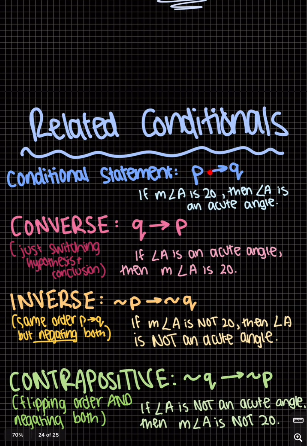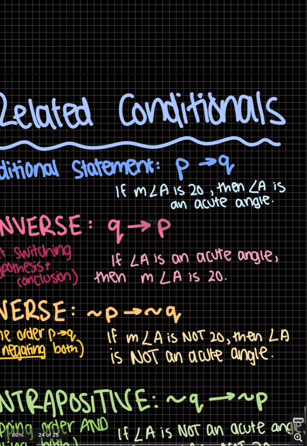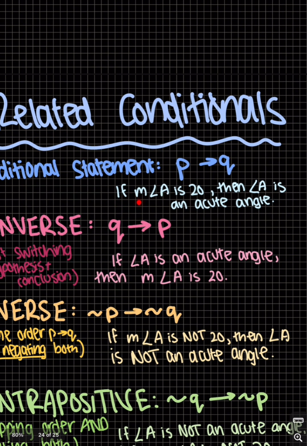If P, then Q. An example of this can be: if the measure of angle A is 20, then angle A is an acute angle. This is a correct statement, and it is in the formula of if P, the hypothesis, then the conclusion. Correct? And I'm actually going to want to label these. So this is my P, and this is my Q, and this is going to be important later.